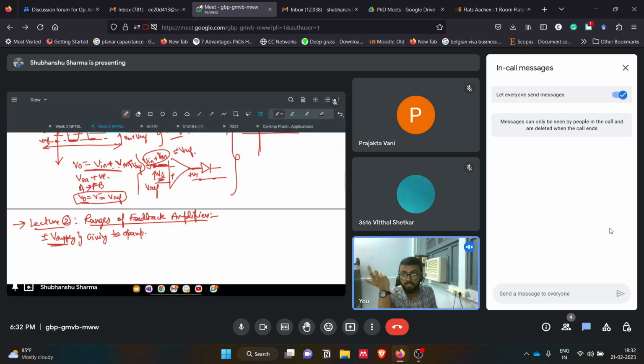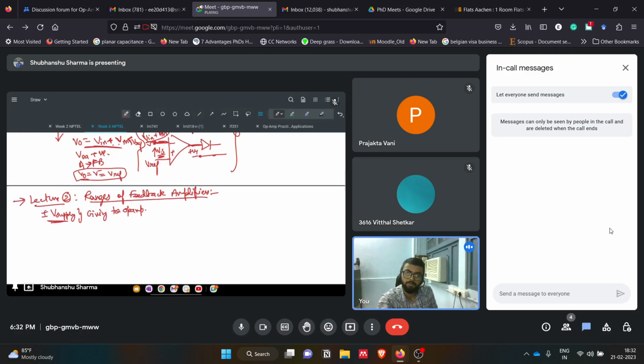If you are giving a supply of 5 volts, you cannot get more than that. Although the op amp can amplify your 1 volt signal to near 5 volts, it cannot make it more than 5 volts. So this is one thing. Another thing is that this range is also restricted by the gain bandwidth of the op amp.